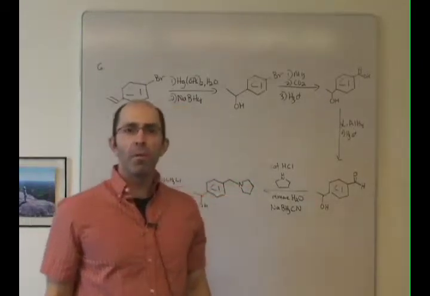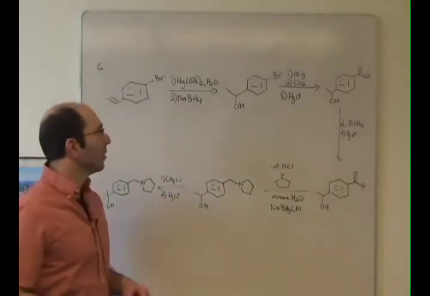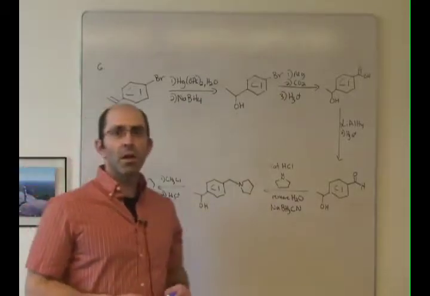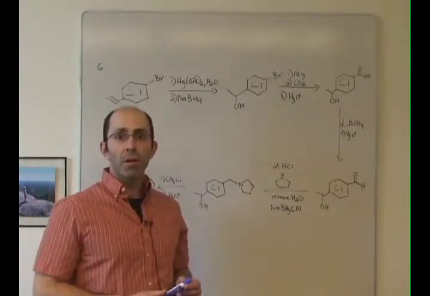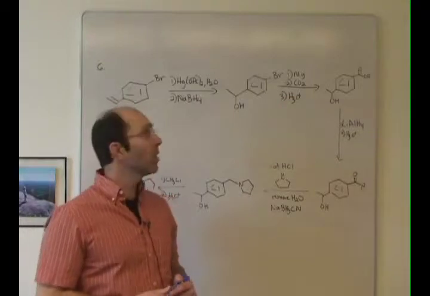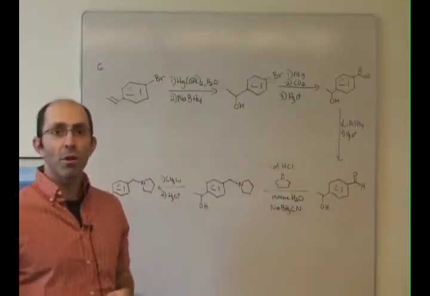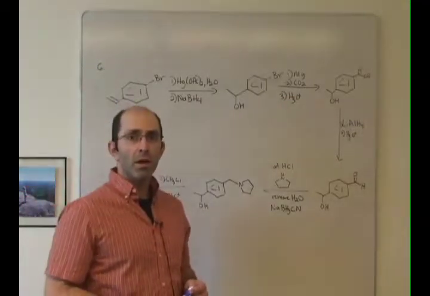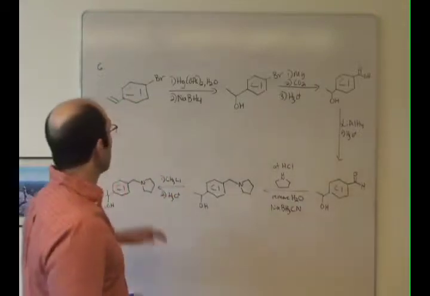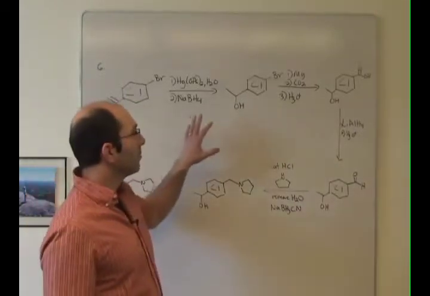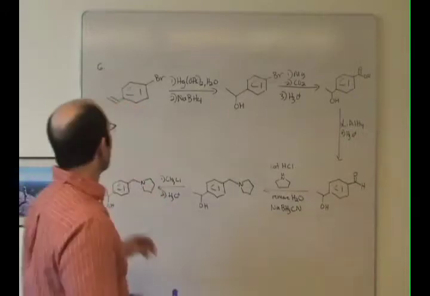Let's take a look at problem number 6. So in problem number 6, we're given a synthesis and we're told that there are some errors. And our job is to do a critical analysis, figure out where the errors are, figure out which reactions will work well and which ones will not. So let's take a look at each step and see what we can come up with.